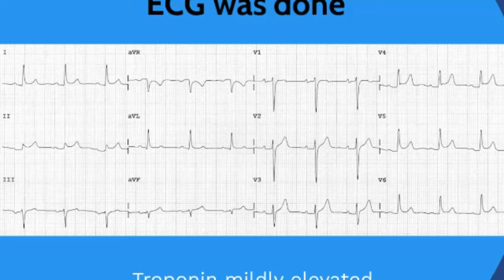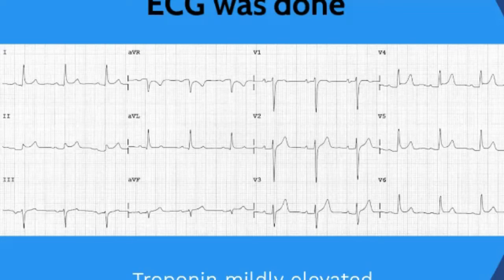The changes in 1 and AVL will be very much milder as compared to V5, V6 because those are, as you know, limb leads. Finally, you can also look at the inferior leads. Okay, you know what the inferior leads are: 2, 3, and AVF. So you can see there are some changes in the inferior leads as well.